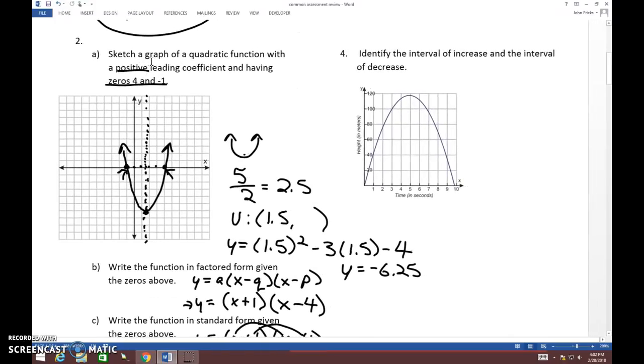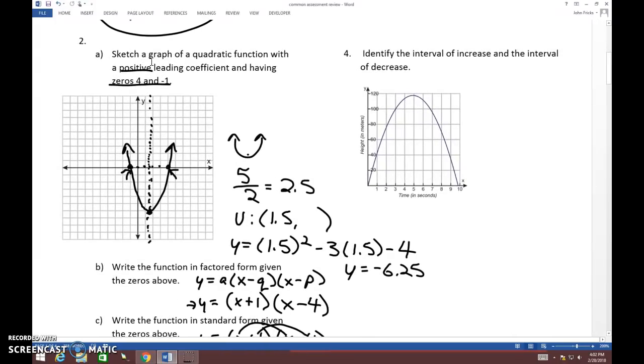Going back to number 4. Number 4 wanted us to identify the interval of increase and the interval of decrease. So to determine if this is increasing or decreasing, first thing I would find is the axis of symmetry. So here the axis of symmetry, it looks like it's actually really, really close to 5. It may be a little bit less than 5, but let's call it 5 here. So we're going to say that this is our axis of symmetry, and that the furthest the graph can start over here, I think I put arrows on the end. So this could continue if you wanted to.